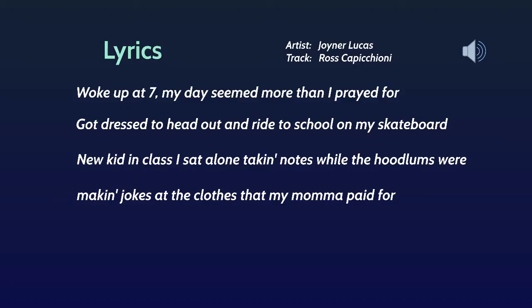Woke up at 7, my day seemed more than I prayed for. Got dressed to head out and ride to school on my skateboard. New kid in class, I sat alone taking notes while the hoodlums were making jokes at the clothes that my mama paid for.